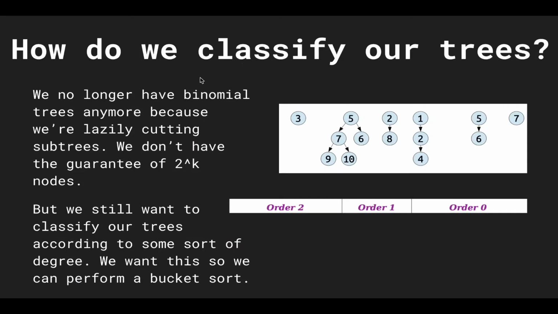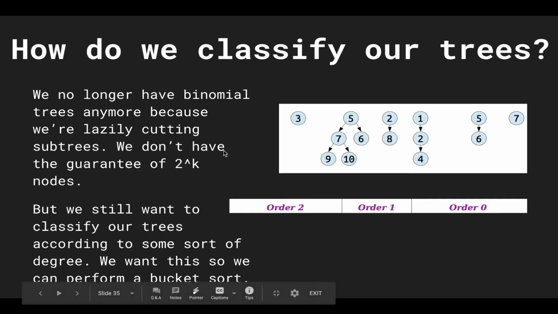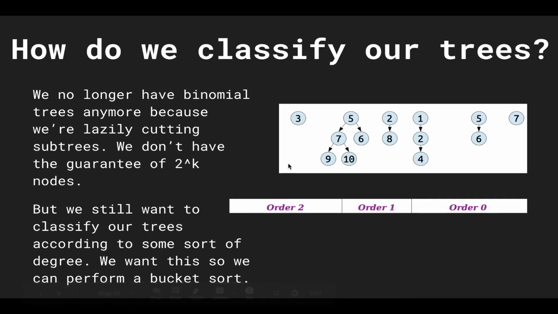But now we have a problem with our current implementation of the heap. We have the problem of classifying our trees. We no longer have binomial trees anymore because we're lazily cutting subtrees. We don't have the guarantee that each binomial tree has 2 to the k nodes. But we still want to classify our trees according to some sort of degree, and we want to do this so we can perform the bucket sort.